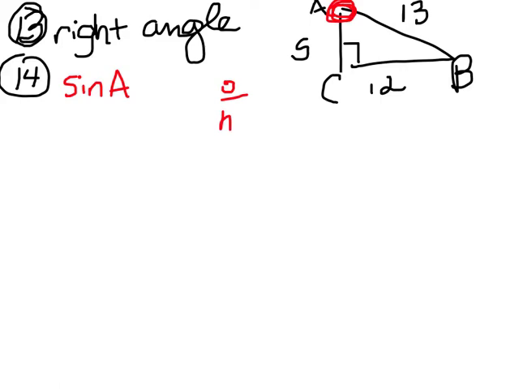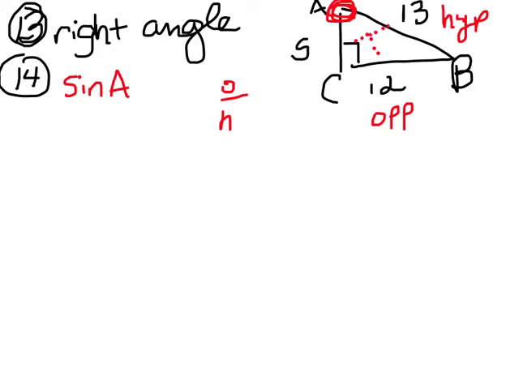So let's label according to angle A. In a minute we're going to label from another angle, but I'm going to use different colors here so you can see what's going on. If I go across to 12 from A, that's the opposite for A, isn't it? And then the hypotenuse is 13. That's easy to see because it's opposite the right angle.